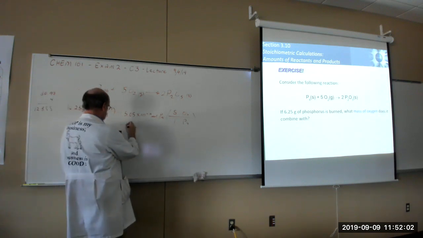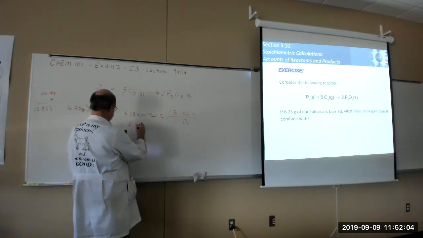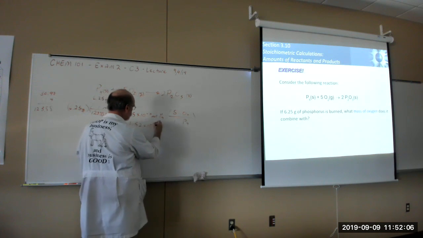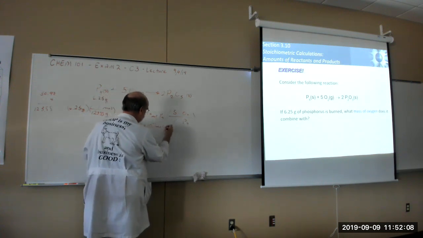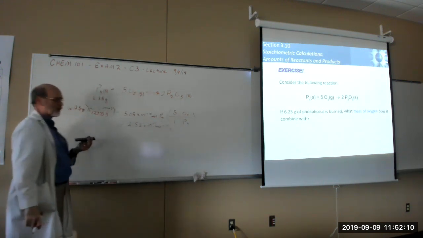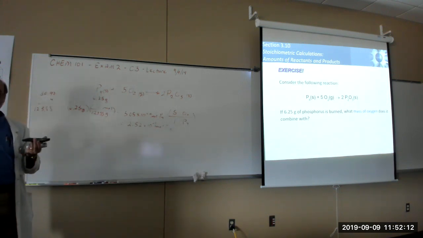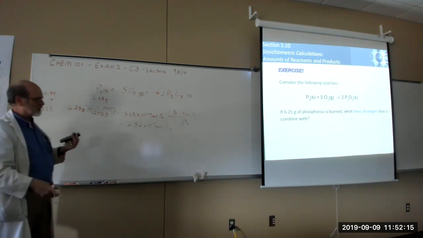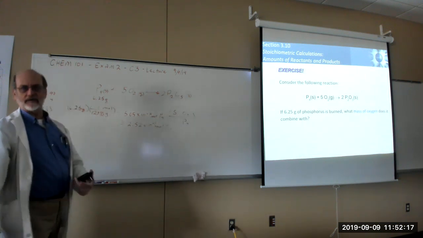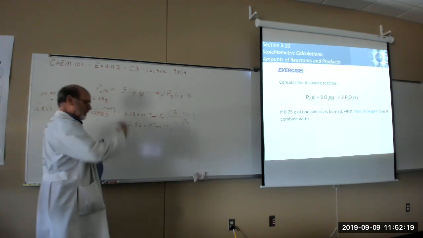So that's 2.52 times 10 to the minus 1 moles of oxygen are consumed. Okay. Now you can go backwards. Did it ask us for the mass of oxygen, right? So we've got to go backwards.